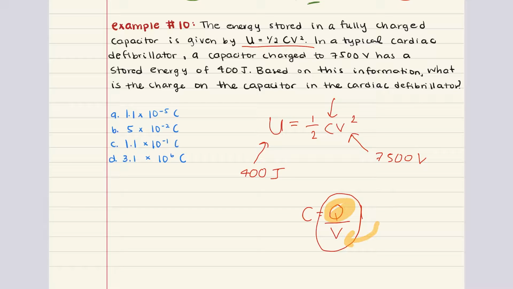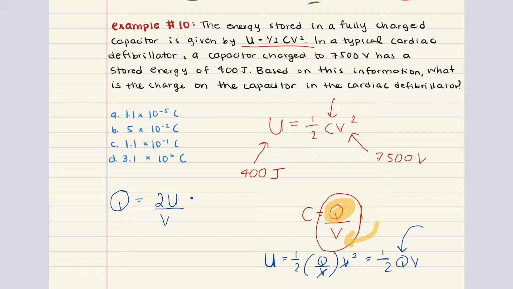When we replace this term, we get the following equation. U is equal to 1/2 Q divided by V multiplied by V squared. And here we get rid of one V term, and U is now equal to 1/2 QV. We want to solve for charge, so let's rearrange this equation to solve for Q. Q is equal to 2U divided by V. We have both of those values, so let's plug them in.